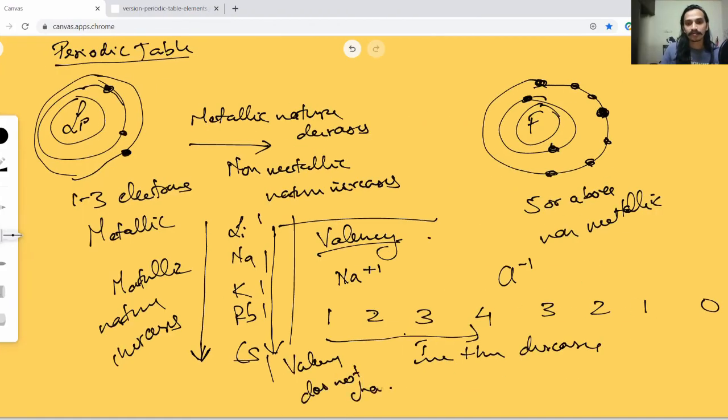Because they're all in the same group, they have the same combining power.